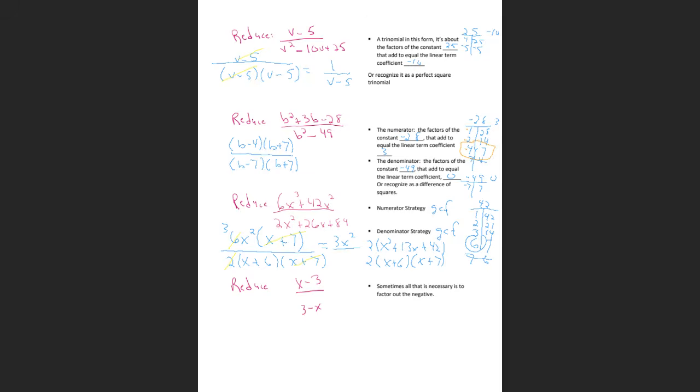On the bottom, we just have that x plus 6. So those would be our final answer. Because remember, x plus 6 is a factor. The only way to cancel out an x plus 6 is to have an x plus 6 on the top. So we can't do that. So that is as far as that goes. So 3x squared over x plus 6.